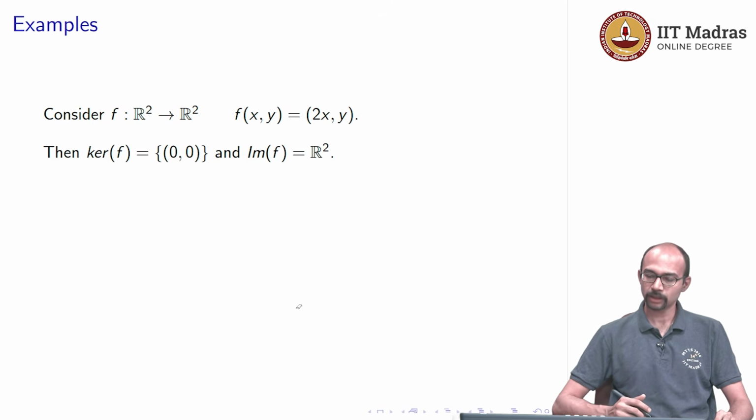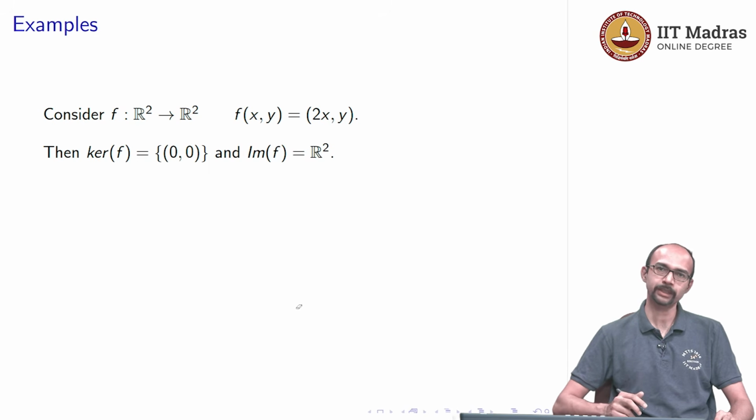So, what is the kernel of f? The kernel of f is all those vectors (x, y) such that f of (x, y) is 0. 0 where? 0 in the codomain R2, so 0 in the vector space R2. So, 0 in R2 is (0, 0). In the previous slide also, note that we said f of v is equal to 0.